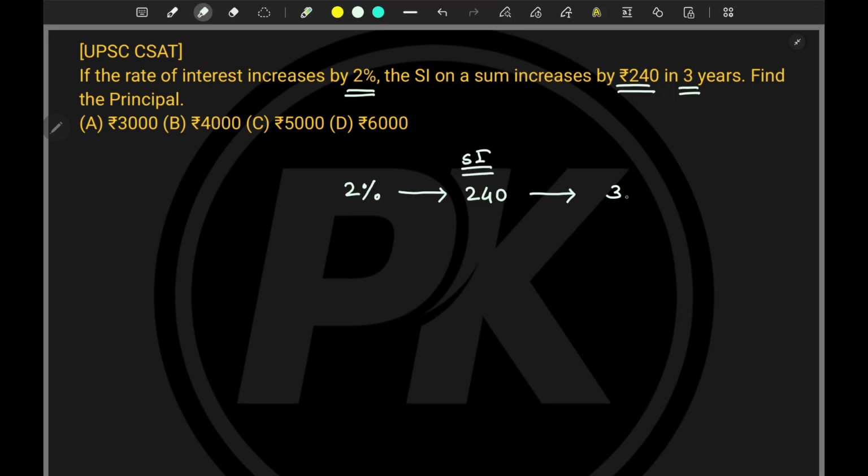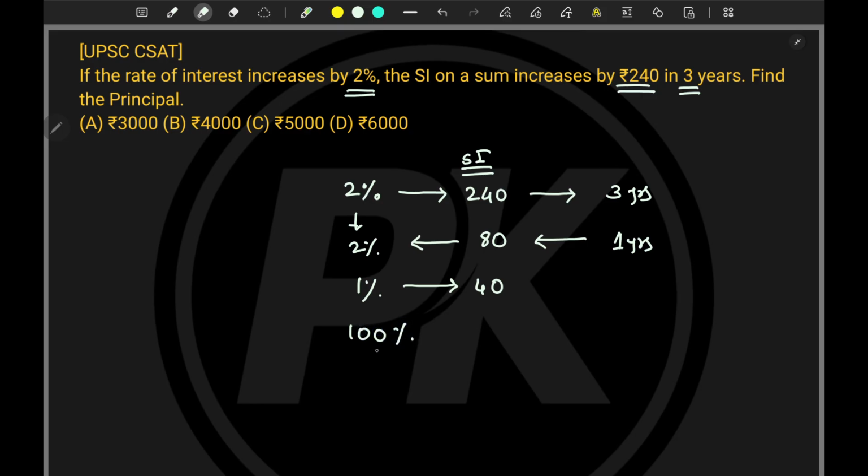So now this is for 3 years. Now we will go reverse. So for 1 year, how much simple interest will accumulate? Like 240 divided by 3, right? So it will become 80. 240 divided by 3 is 80, right? And it is how much percentage? It is already given, it is 2%. Now what is 1%? 1% is half of 2, so 80 halved is 40. So 1% is equal to 40.